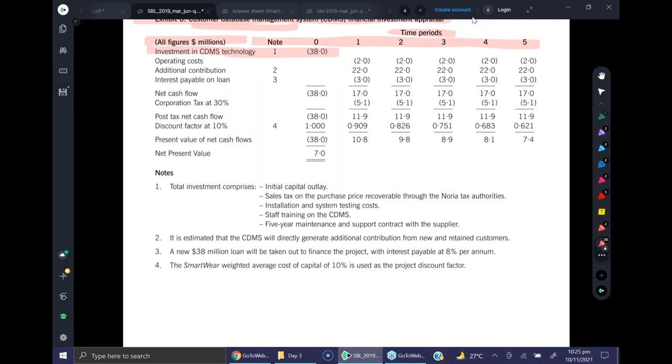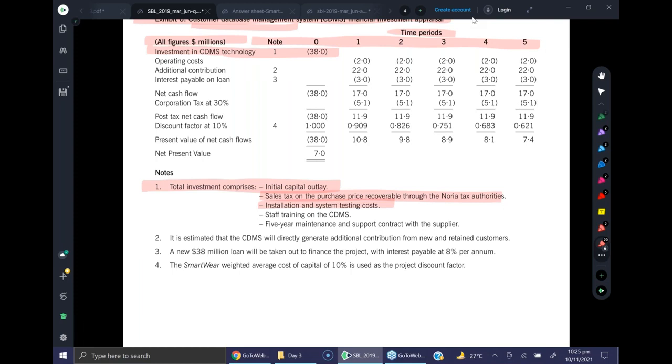Note 1, total investment comprises initial capital outlay, sales tax on the purchase price recoverable through Norian tax authorities. So, okay, initial capital outlay, sales tax, makes sense. It has installation and system testing cost. Of course, we are getting the new CDMS system technology in.